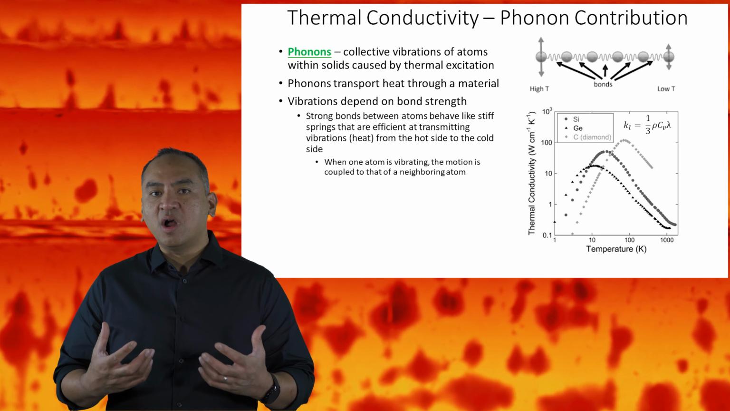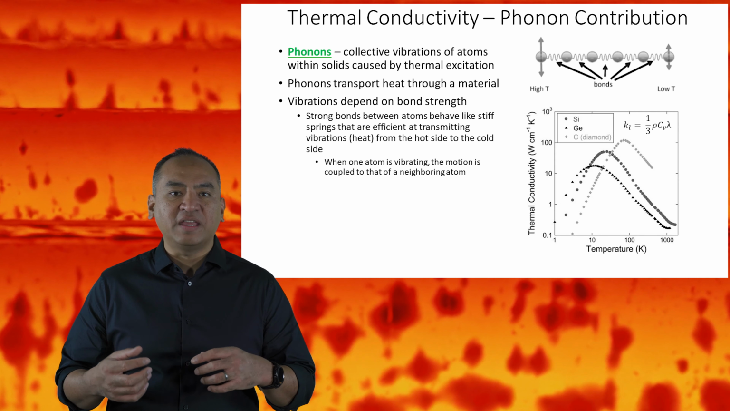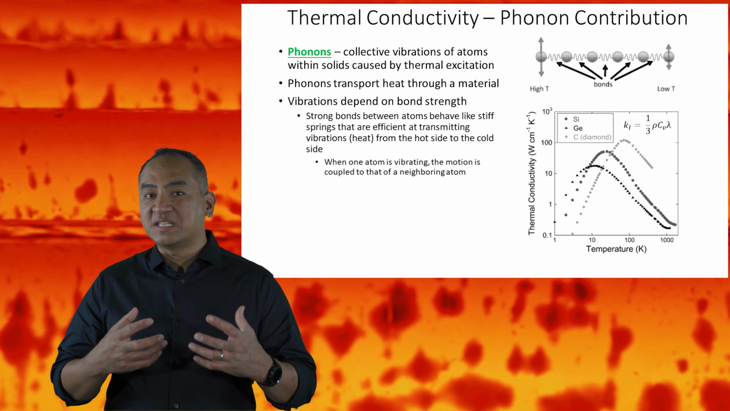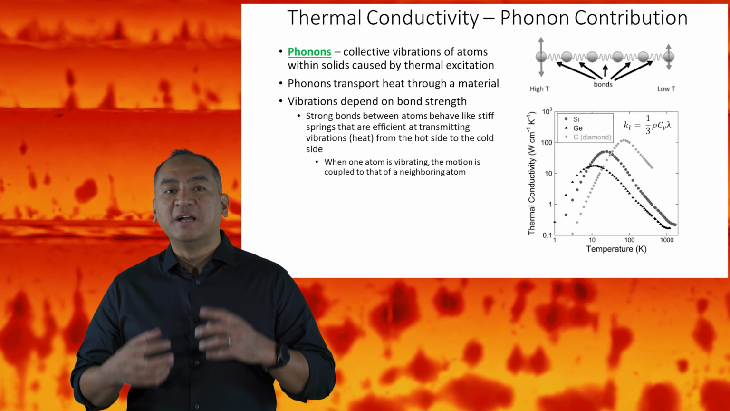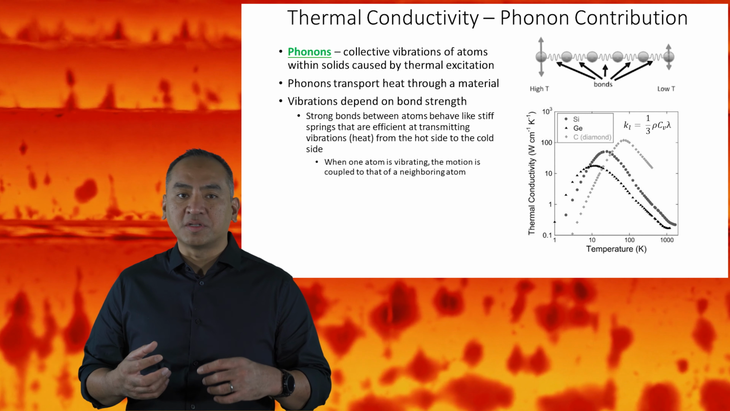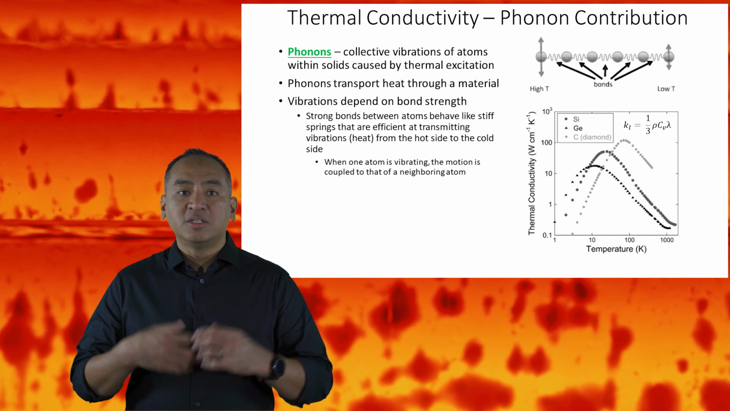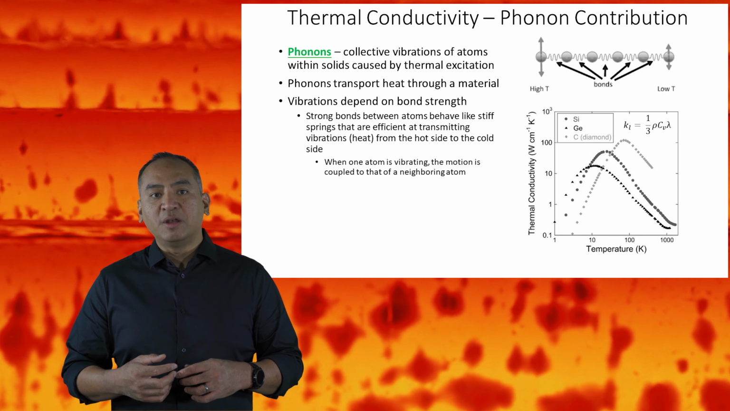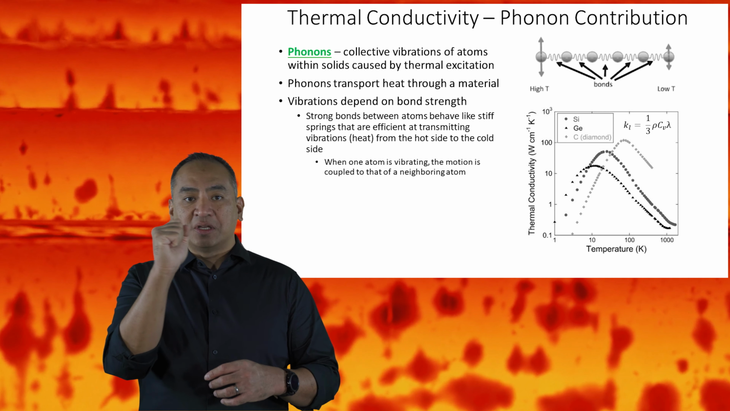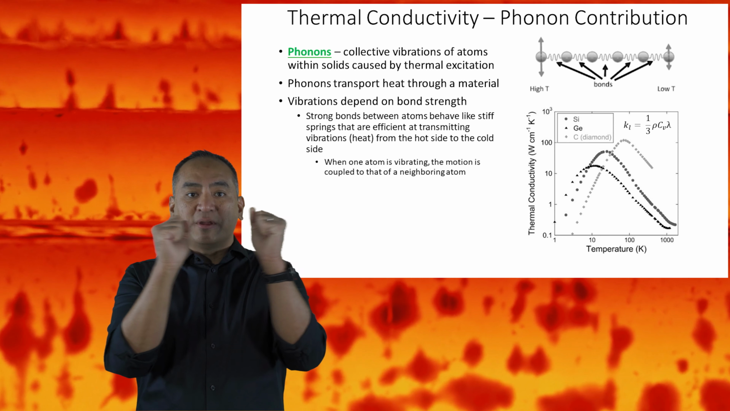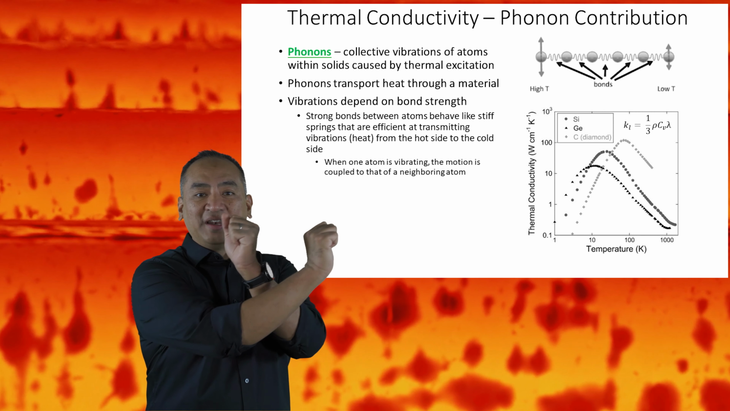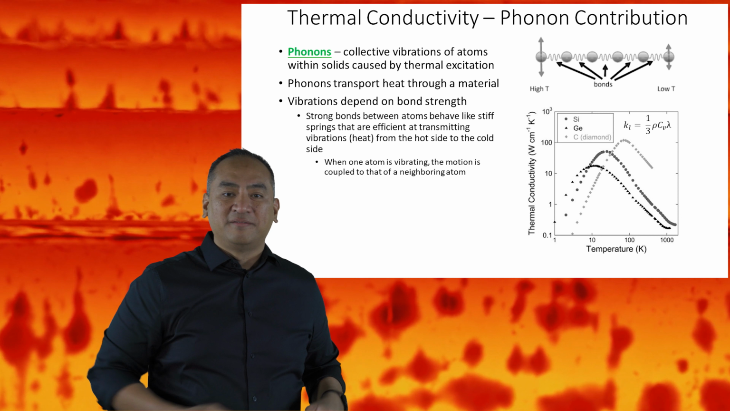If we think of strong atomic bonds behaving like really stiff springs, well, these really stiff nonlinear springs are efficient at transmitting vibrations due to the increased temperatures from a hot side of a material to a cold side of a material. When one atom in a strongly bonded solid is vibrating, that motion is coupled to that of a neighboring atom, which then transfers that motion to a subsequent neighboring atom, and so on.